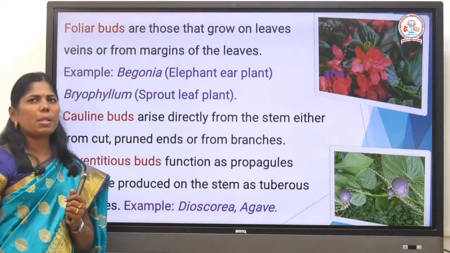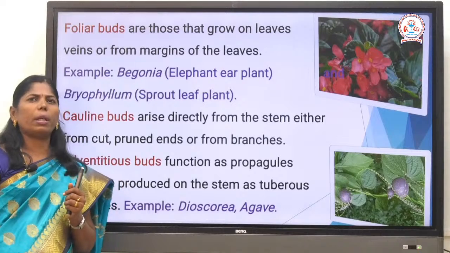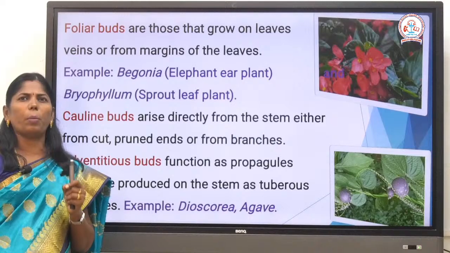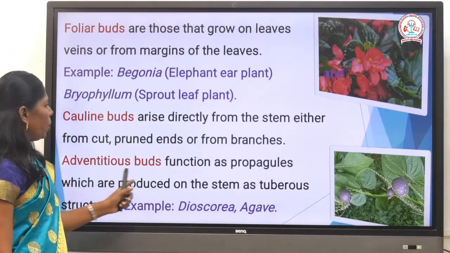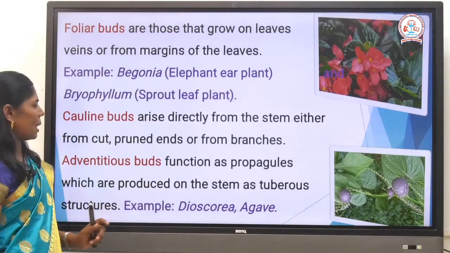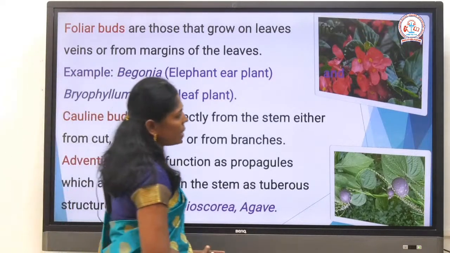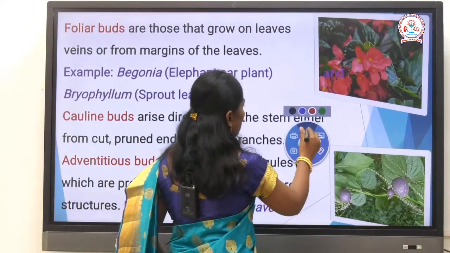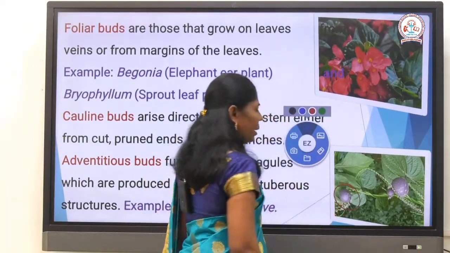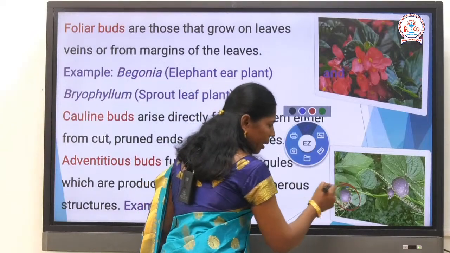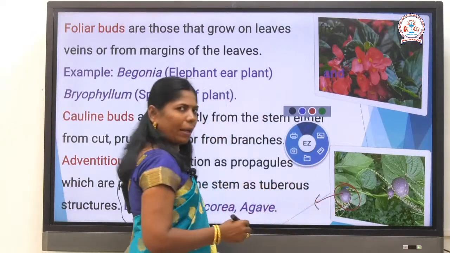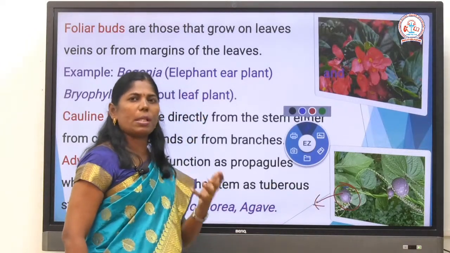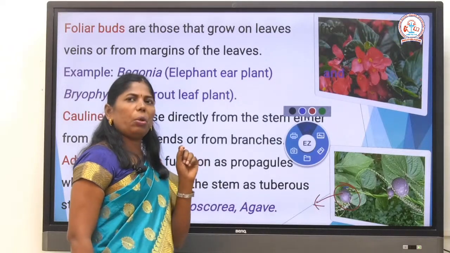Next one is the adventitious buds. They function as propagules. A propagule is a reproductive unit. The propagules produced on the stem as a tuberous structure, for example in Dioscorea. A propagule is a unit that is detached from the parental plant body. As soon as it falls down from the parental plant body, it germinates. That is what we call a propagule, a reproductive unit.